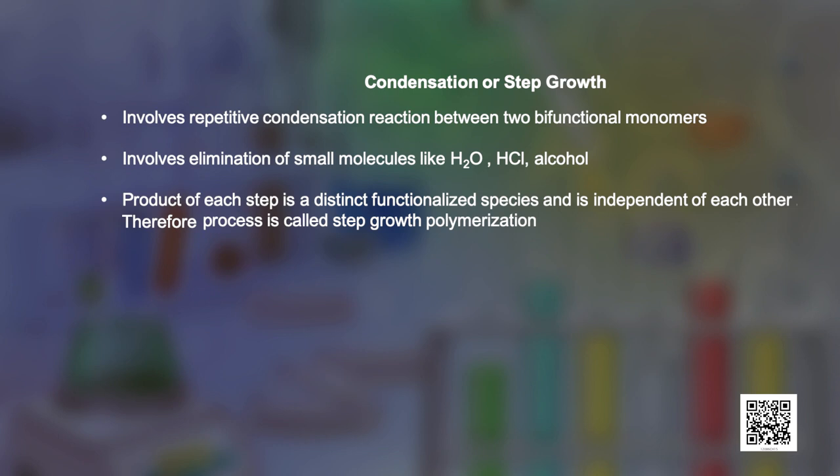Since each step produces a distinct functionalized species and is independent of each other, the process is also called step growth polymerization. As shown here, the reaction of ethylene glycol and terephthalic acid to form terylene is an example of this type of polymerization. But in order to understand the chemistry of various reactions, it is important to learn about their mechanisms, and we will now talk about free radical mechanism.